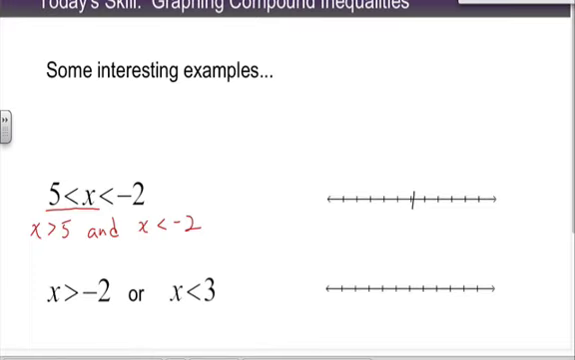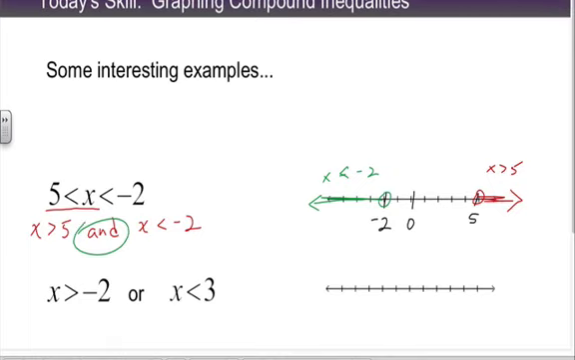If we go over to our number line here, there's 0, 1, 2, 3, 4, 5 would be there, -2 would be there. So let's see here. If I have x greater than 5, that would be all of these values. And if I have x less than negative 2, that would be all these values. But this is an AND situation.